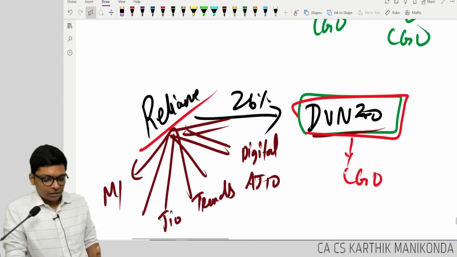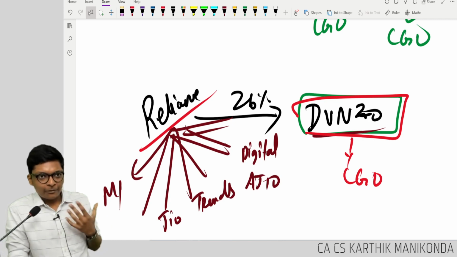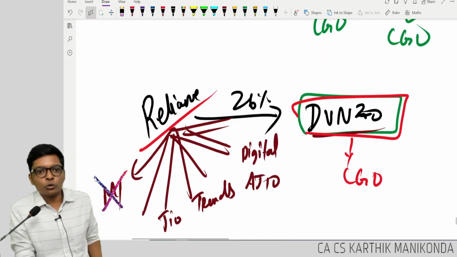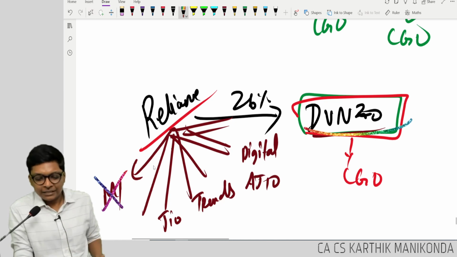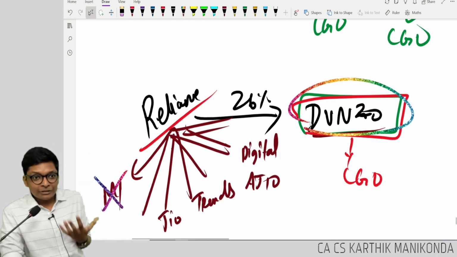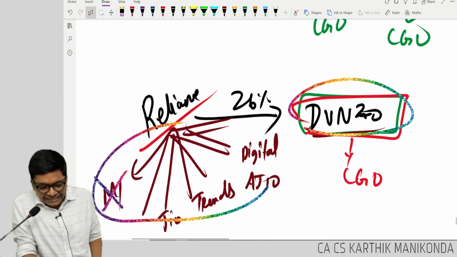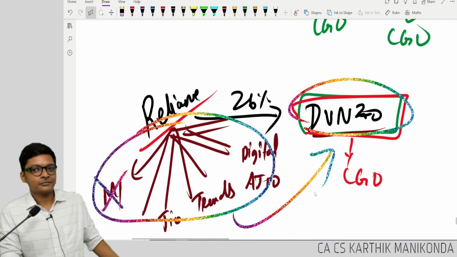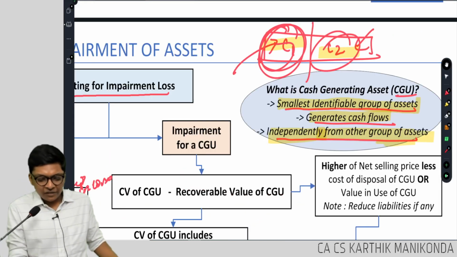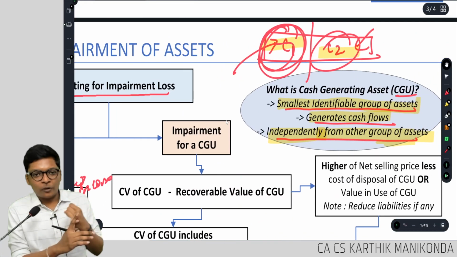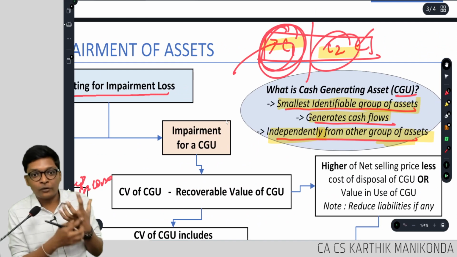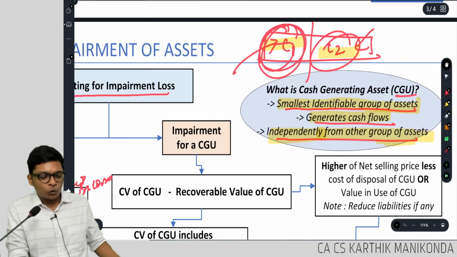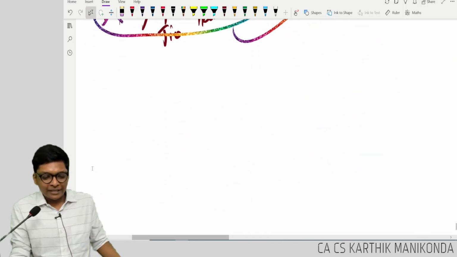Are you following? For Reliance, even though they have multiple streams of cash, whatever happens, whether Mumbai Indians wins or loses, whoever is the captain of Mumbai Indians, Dunzo will operate. Dunzo doesn't bother about it. This entire segment has nothing to do with the operation of Dunzo. Correct? So, Dunzo, now look at the definition: smallest identifiable group of assets, in Dunzo the software, generates cash flow. It's not a free app. Independently from other groups of assets. So give me more examples.